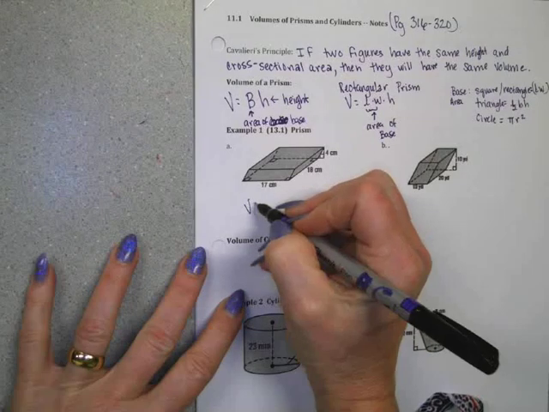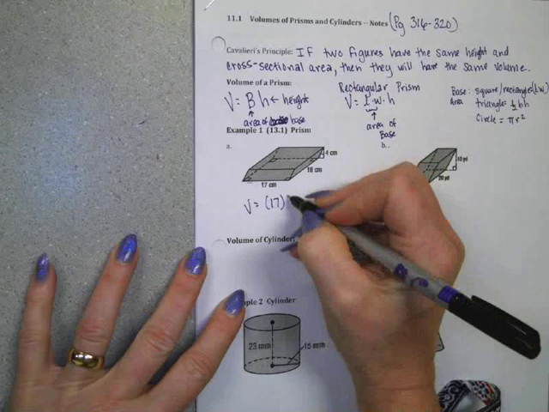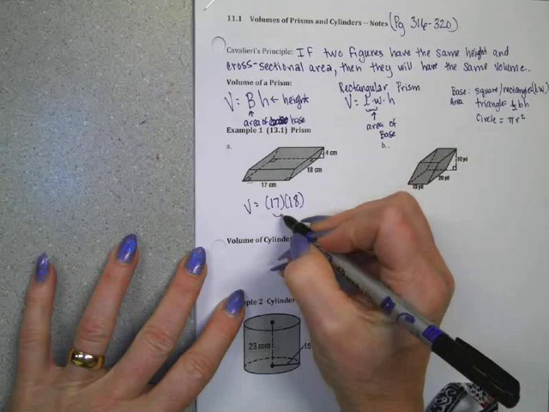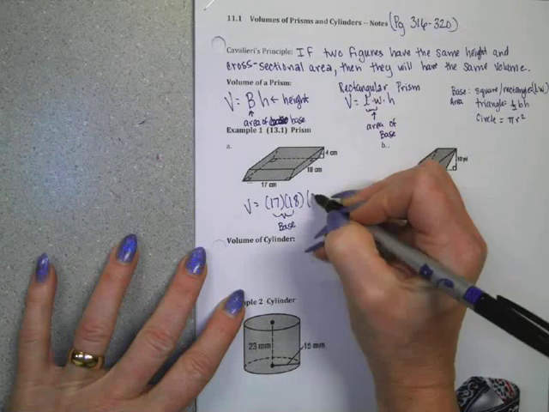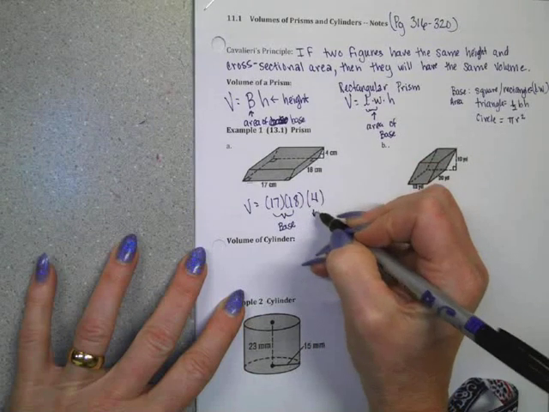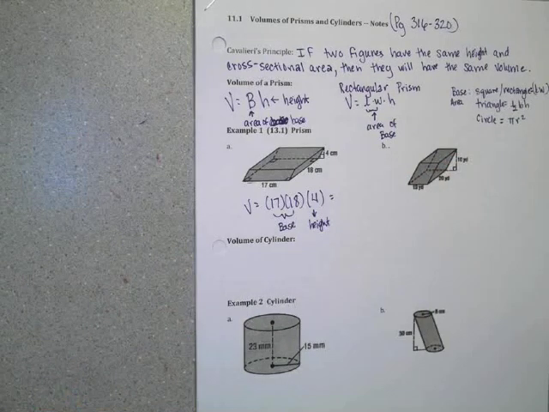So you're just going to do volume is, well, my base is 17 times 18. Okay, again, that's my base. And I'm going to times it by 4, which is my height. And it's just a matter of calculating that on your calculator. So doing 17 times 18 times 4.